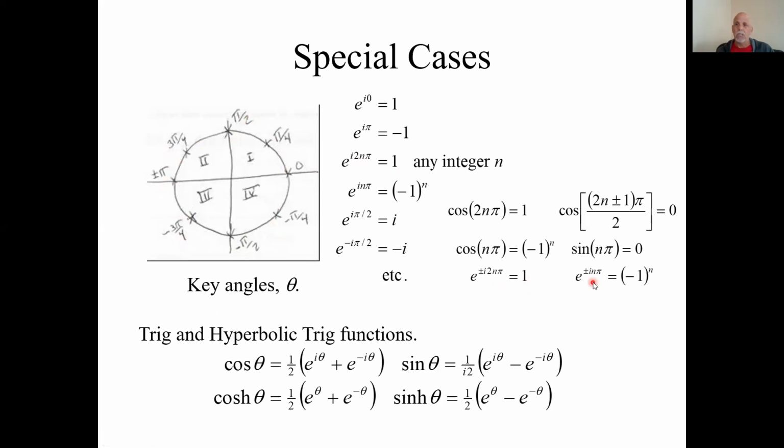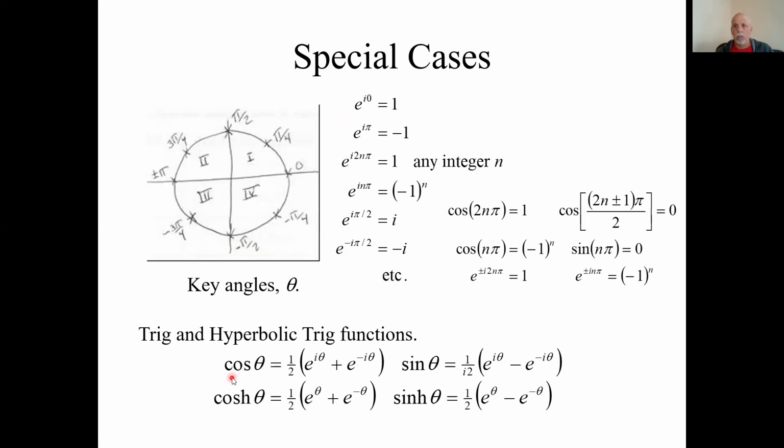If I just go an integer number of pi, I'm going from here to there, back to there, just oscillating between +1 and -1. Here's the formula for that. It's easier to think of where things are on this unit circle than to memorize all this. But here's some of those identities.